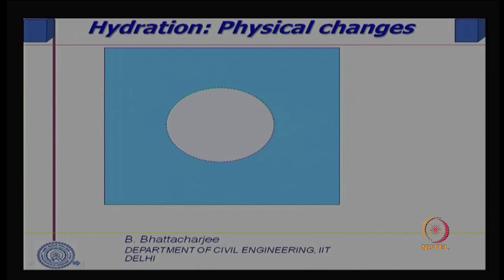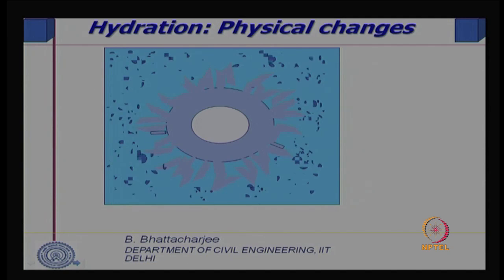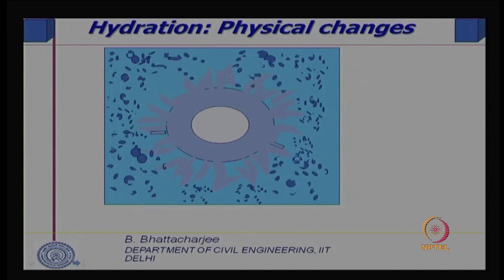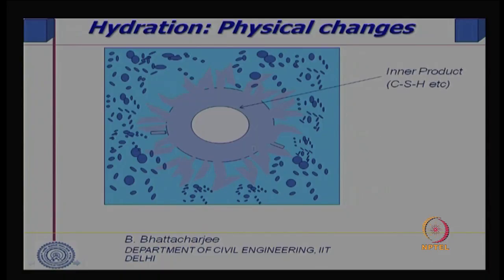Now, let us say hydration proceeds. As the hydration proceeds, you see the product that would be formed. This portion of the cement has been consumed. The water comes from outside; the hydration process means water has reacted with the cement from the outer surface.